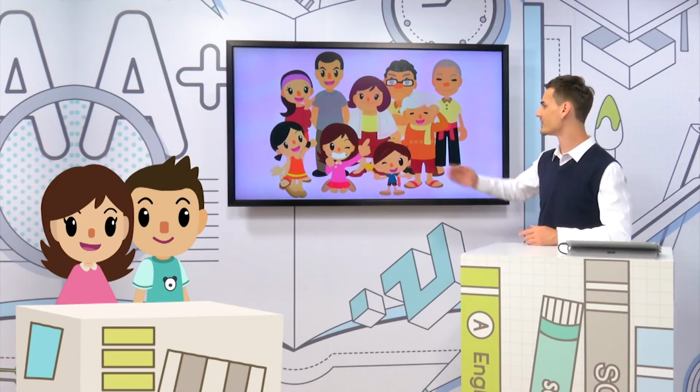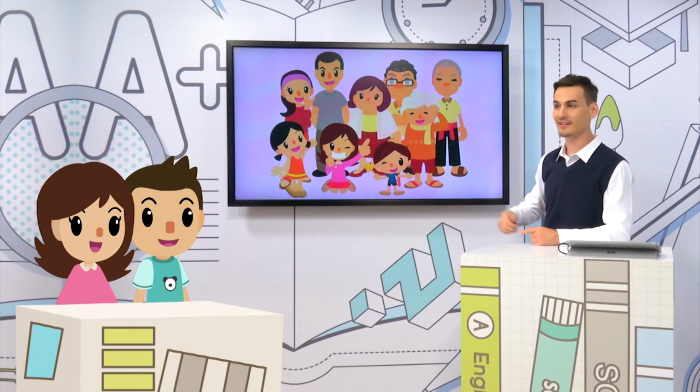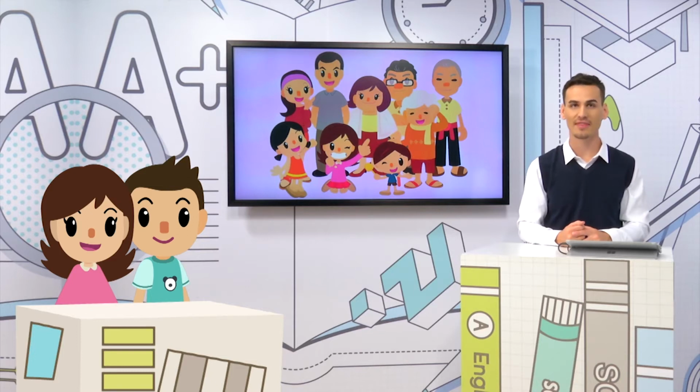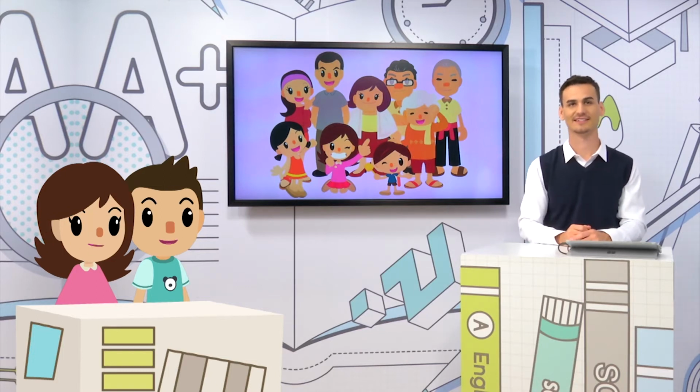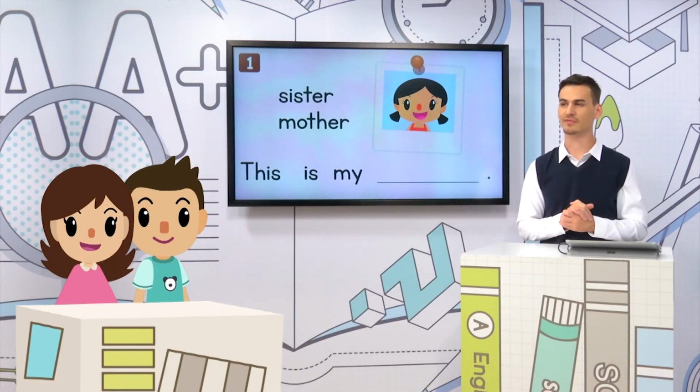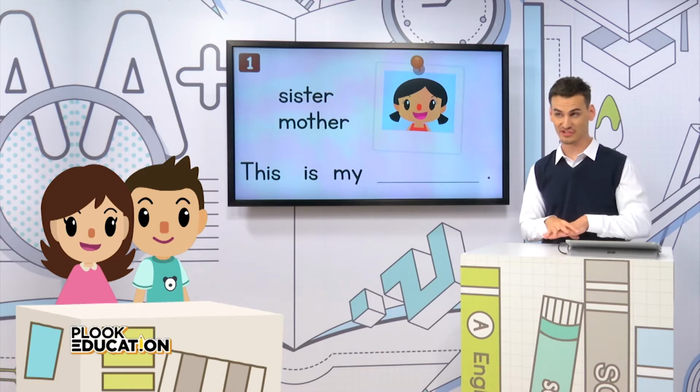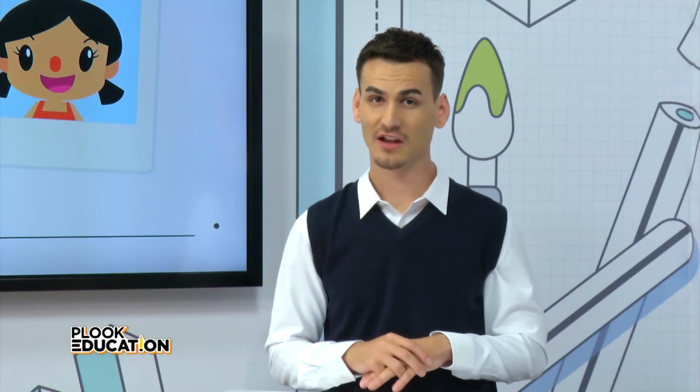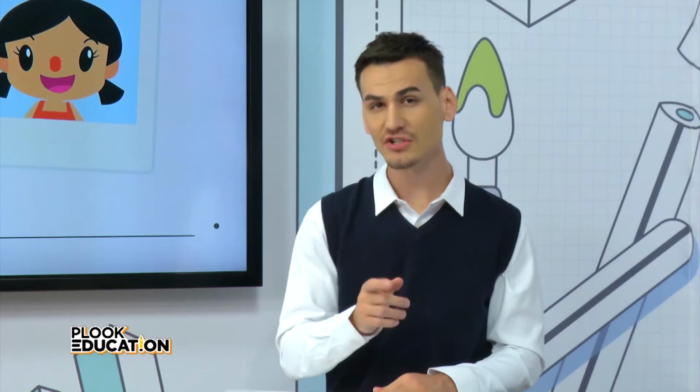Who is that? That is my grandmother. That's right. Say it with me. That is my grandmother. Perfect. You're doing a wonderful job. We're going to answer the same questions, but this time we're going to work on spelling too. I need your help, everyone. If you have a book already, be sure to open up and do these activities with us, okay?